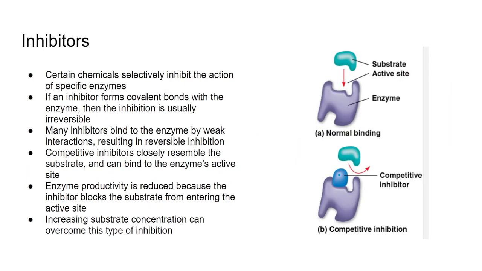So now we have inhibitors. So there's two types of inhibitors. We have competitive inhibitors and then we have non-competitive inhibitors. Inhibitors are literally in their name. They just represent stopping things. They stop things from happening. And in this case, they stop reactions from happening by making it so substrates cannot bind to the active sites of enzymes and catalyze reactions.